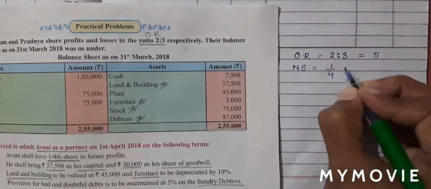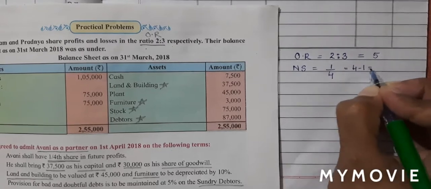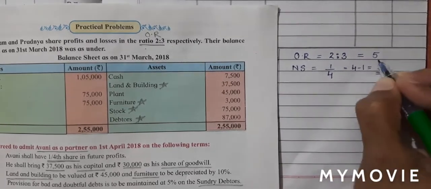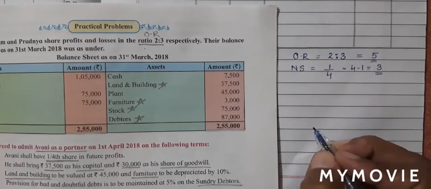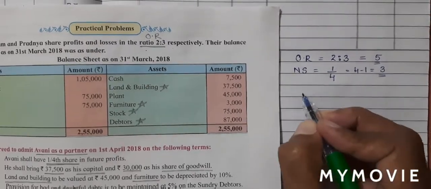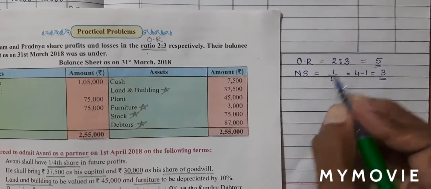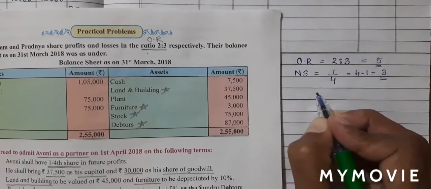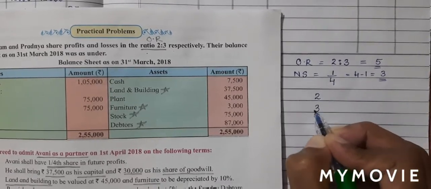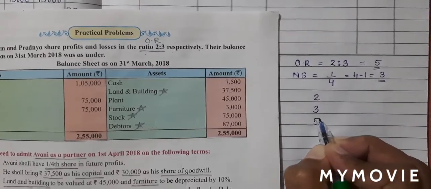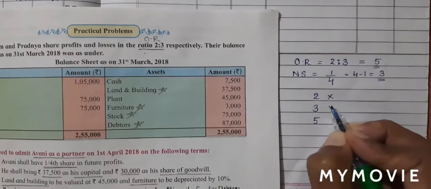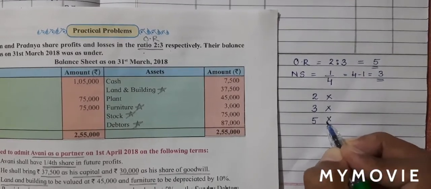Okay, so when I say 1/4 is 4 minus 1, I get a total of 3. So when my total is different, I need to calculate my ratio. So how will I calculate the ratio? The share of the old partner is 2, 3. And the total of this will be 2 plus 3 is 5.